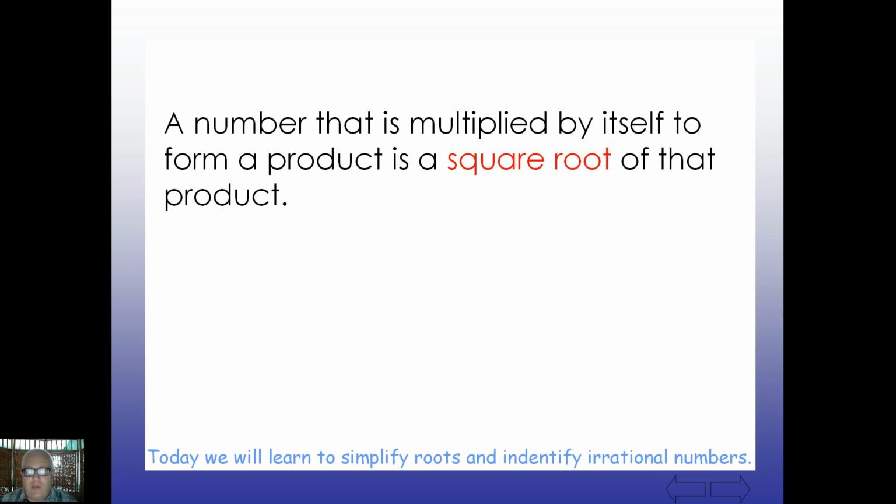A number that is multiplied by itself to form a product is a square root of that product. Now, that's a lot of math words there, and sometimes they can get mixed up, and I read them and I'm like, what are they saying? So I like to use just an example. What they're saying here is if you have 5 and you square it. Remember the exponents from previous math classes? This is 5 to the second power. Well, 5 times 5 is, of course, 25. It's not 5 times 2, it's just 5 multiplied by itself twice.